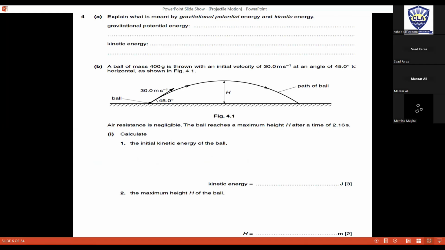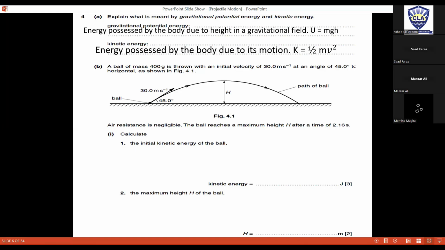Again, a similar question to what we have done. But here it first asks us what is gravitational potential energy and what is kinetic energy. The gravitational potential energy is the energy possessed by a body due to its height in a gravitational field. Formula is mgh. Kinetic energy is the energy possessed by a body due to its motion. So K is equal to half mv squared.